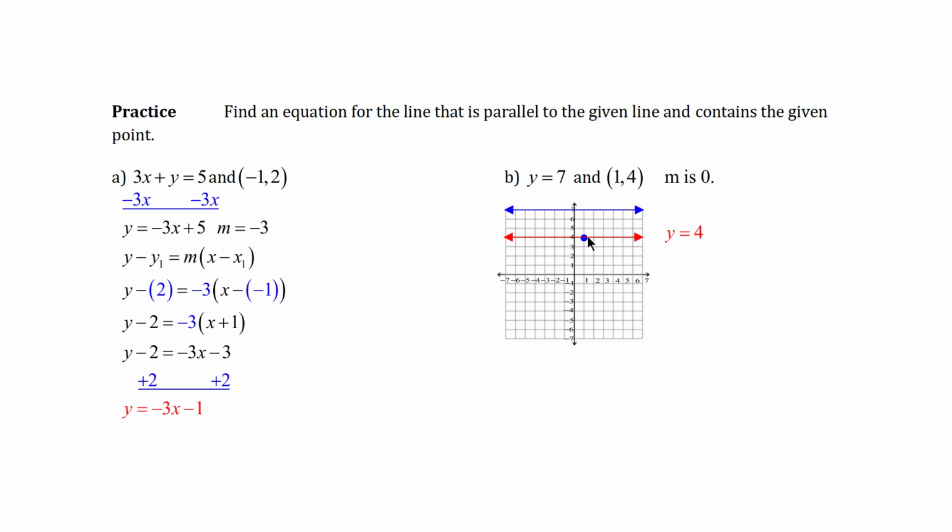For part B, I drew the graph of the horizontal line y equals 7, and I plotted the point 1, 4. At 1, 4, I drew a horizontal line going through that point, which you can see is parallel to the given line y equals 7. The equation for the horizontal line going through the point 1, 4 is y equals 4. So this is the final answer.